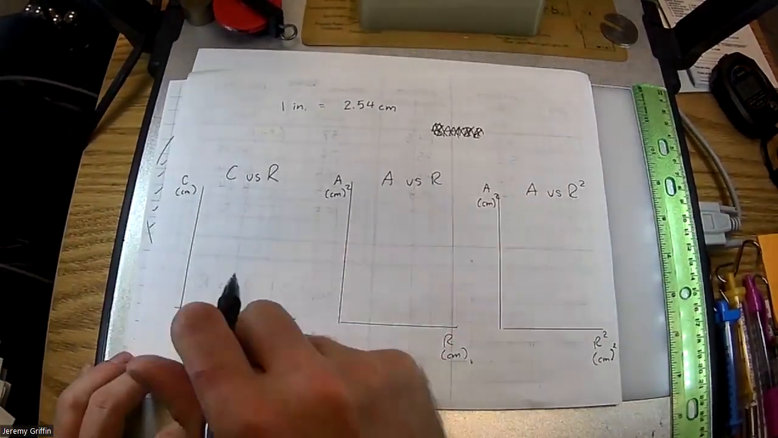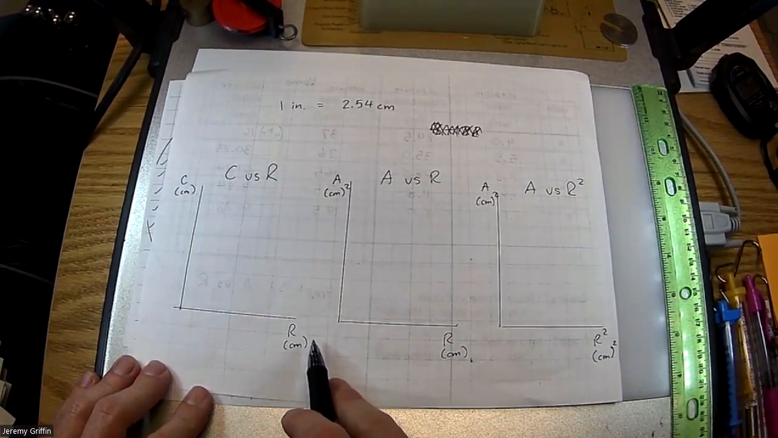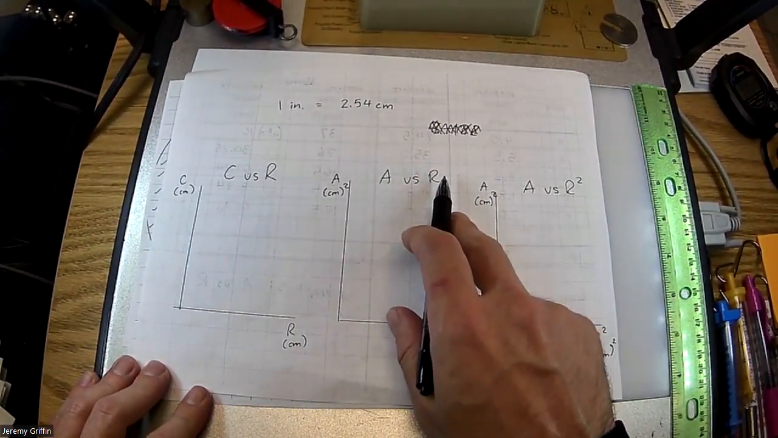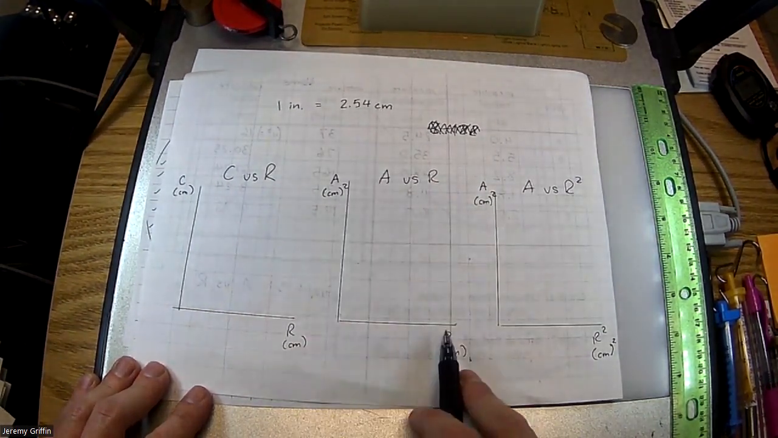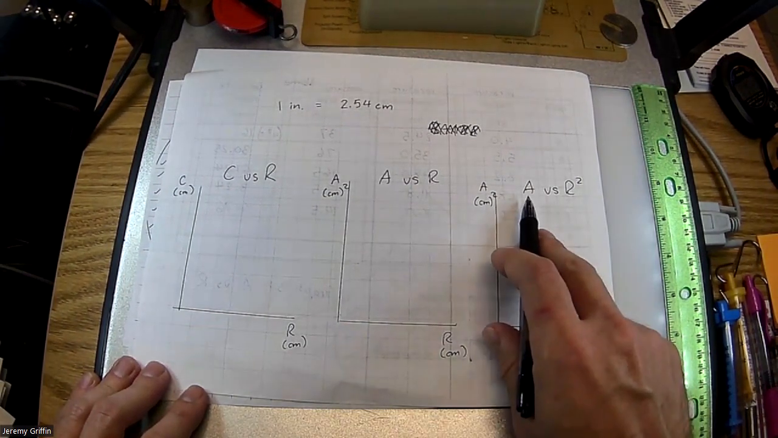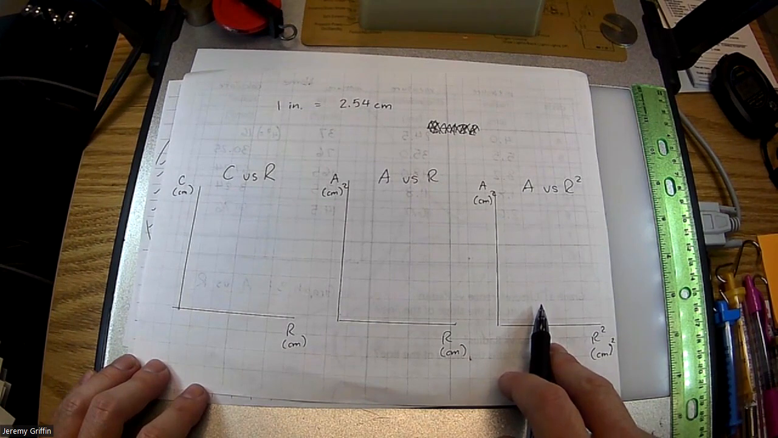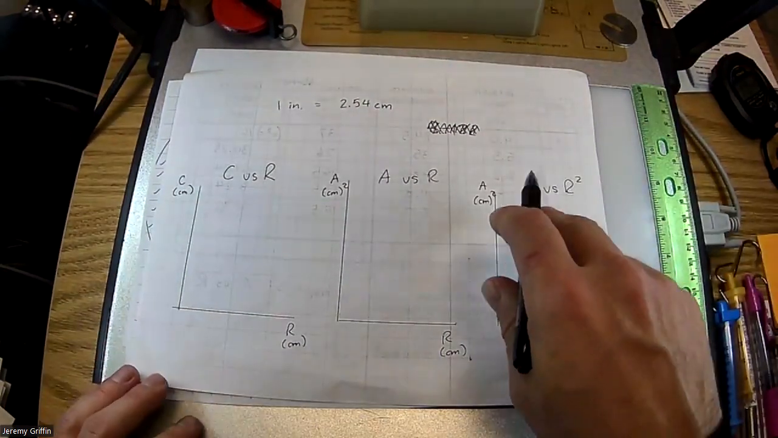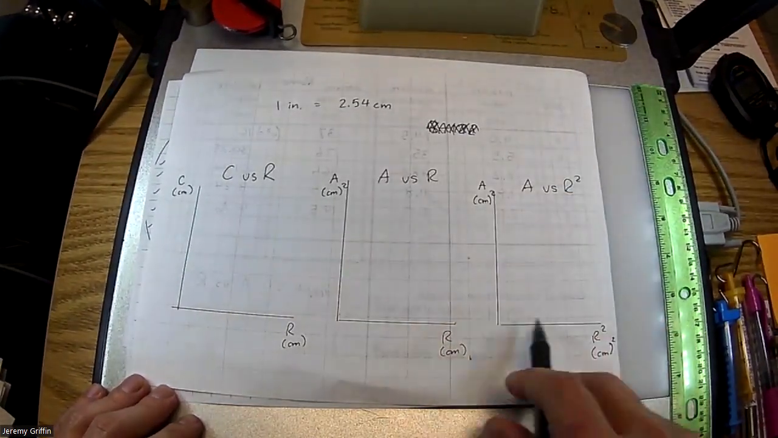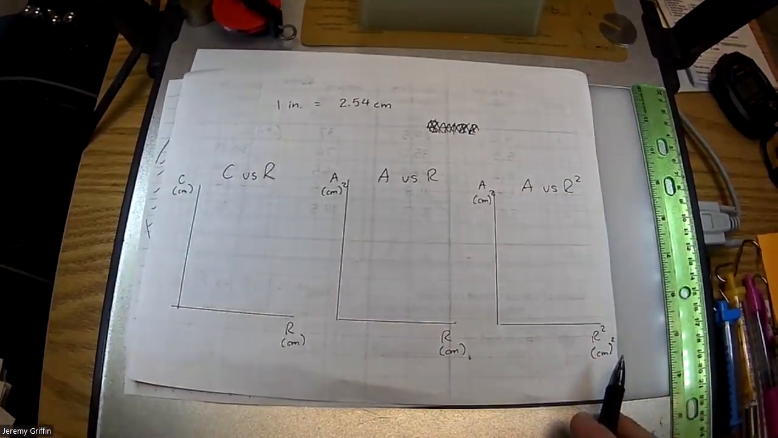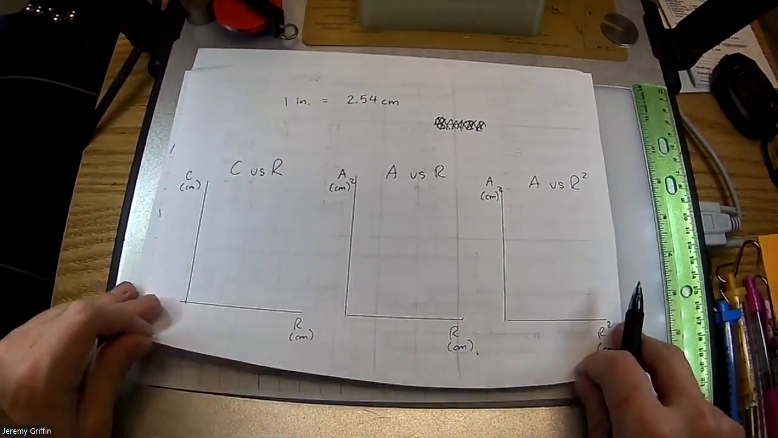Circumference versus radius: that's circumference in centimeters on the vertical, and radius also in centimeters on the horizontal. Area versus radius is the one you handwrote: area in square centimeters versus radius in centimeters. And then the last graph is a manipulated axis graph, so this is going to involve linearization: area versus the square of the radius, so area in square centimeters versus the square of the radius, in square centimeters also. What is this going to look like?